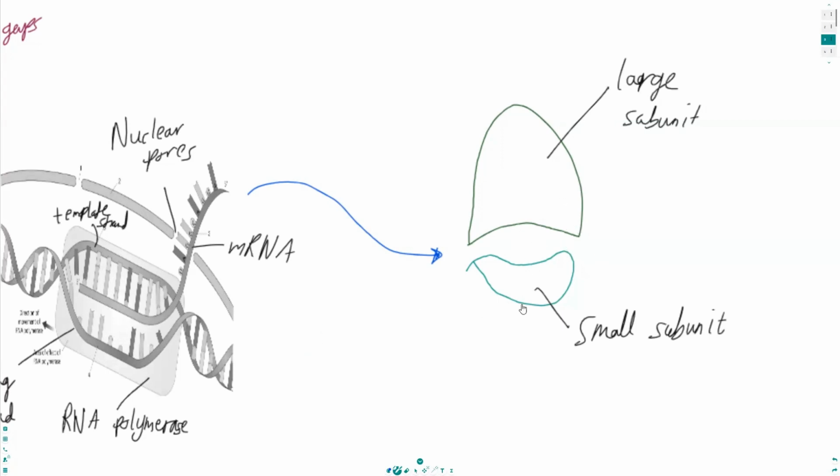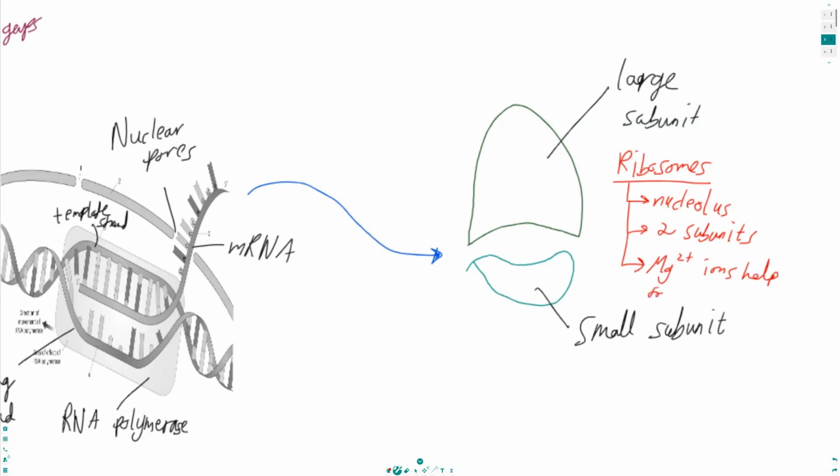A little bit about ribosomes: these are made in the nucleolus, not the nucleus, the nucleolus. They're formed of two subunits, as you can see in this diagram which I have drawn. These two subunits pass separately out of the nucleus through pores in the nuclear envelope, and then they come together to form the ribosome. Magnesium ions, Mg2+ ions, help formation of the ribosome.